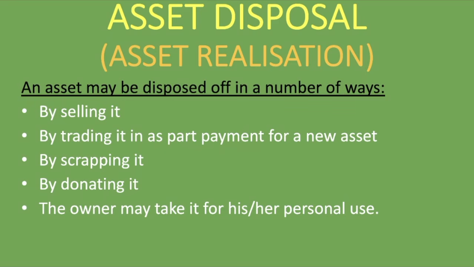Now, you may be asked to do the asset disposal using journal entries, then this is the particular lesson you should be following. But if you're asked to do the asset disposal using the general ledger account or the T account, then you'll find the links to those lessons I alluded to earlier in the description below.